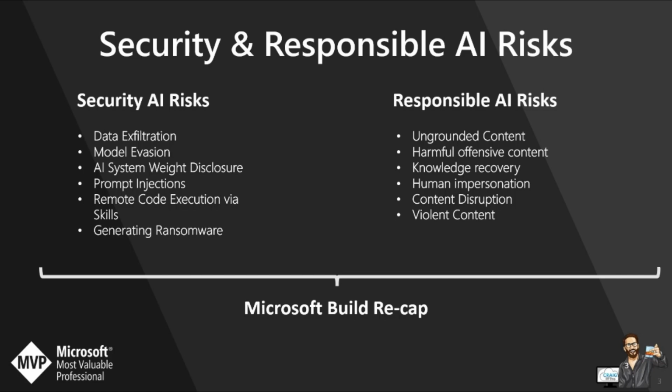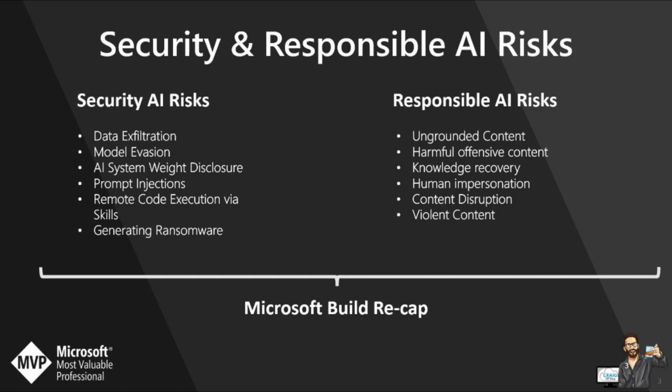Human impersonation. AI generated content that mimics human behavior or speech can lead to fraud or misinformation. Content disruption. This means that anybody could interfere with normal operations or spread chaos, underscoring the importance of content moderation. And then if we look at violent content, you need measures in there to prevent AI from generating violent or dangerous content, which could really have serious social and ethical implications.